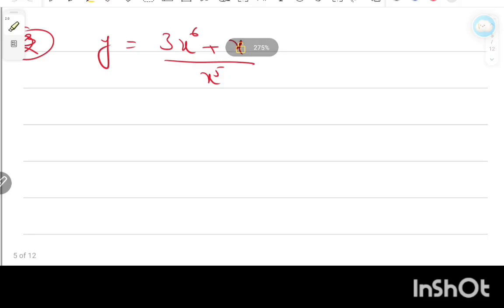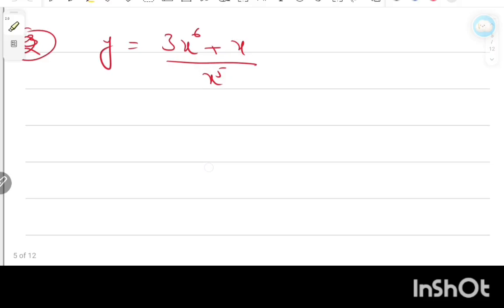So how do we solve this question? We will just simplify this fraction form. Now y equals (3x^6 + x) divided by x^5. What's the rule? We know that if (a + b) is divided by c, it will be a over c plus b over c.